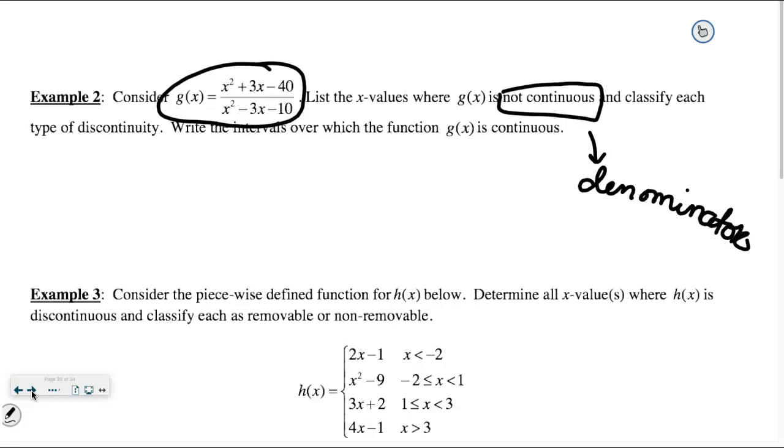And if you don't see a denominator, almost always it means the function's continuous everywhere. I said almost always, right? But it's a good rule of thumb to say I need to analyze that denominator. So what I'm going to do is see all of its pieces. So I'm going to factor the top to see what I've got going.